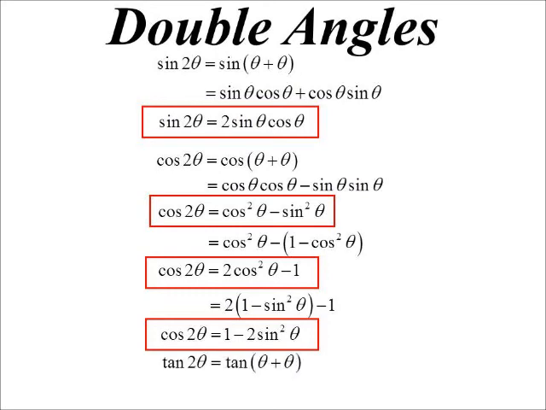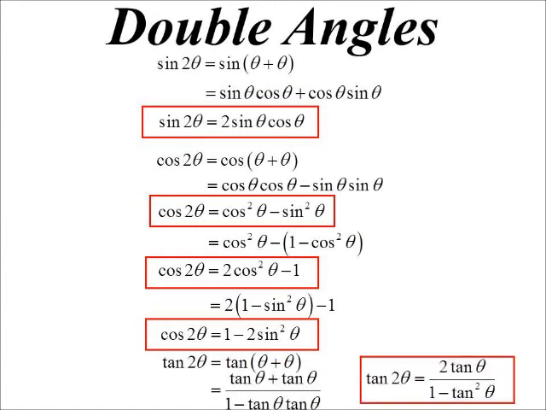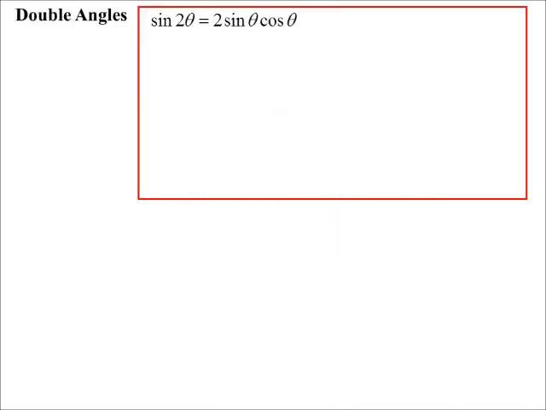And for tan, it's tan plus tan on 1 minus tan tan. But then the top of the fraction becomes 2 tan theta, and the bottom is 1 minus tan squared theta. So they are our double angle formulas. Let's summarise those again. Sine 2 theta, 2 sine theta cos theta. Cos 2 theta, cos squared minus sine squared, or 2 cos squared minus 1.